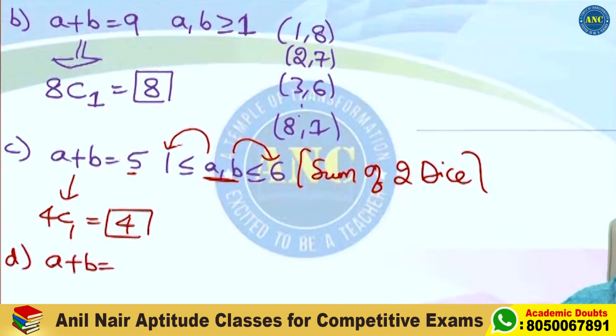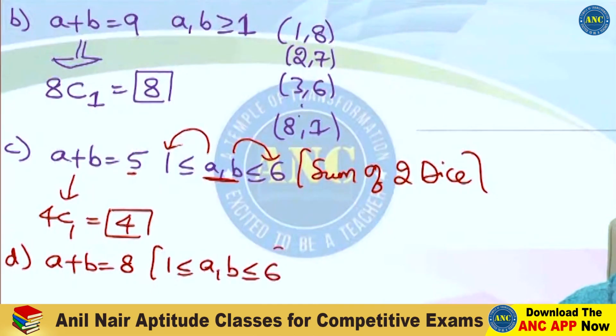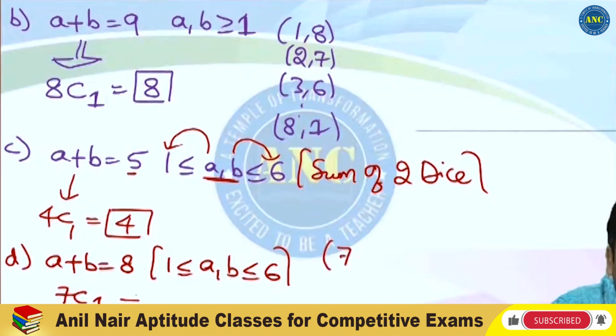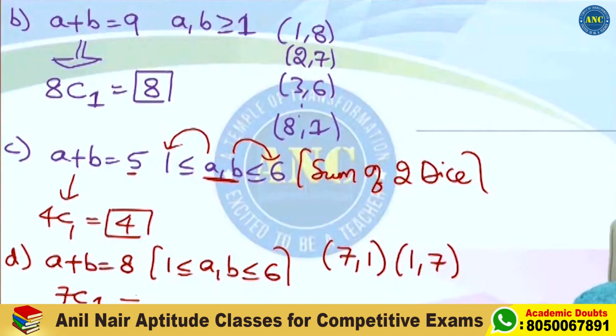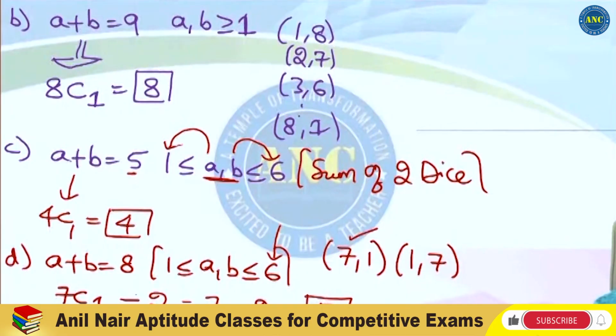Suppose A plus B equals 8, with 1 less than or equal to A, B less than or equal to 6. If 8 balls are present in a line, there are 7 gaps. So select any one, 7C1. But in that 7C1, there are 2 cases which are not possible: 7 comma 1 and 1 comma 7. The upper limit of the variable is 6, it cannot be beyond 6. So these 2 cases are eliminated. 7 minus 2, the answer is 5. I hope the idea is clear.